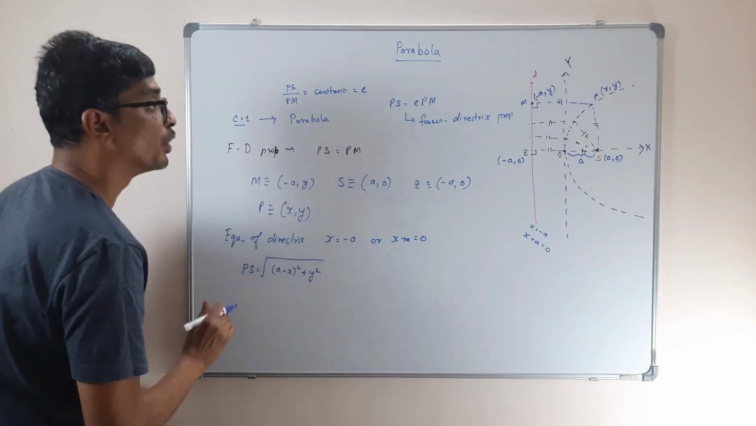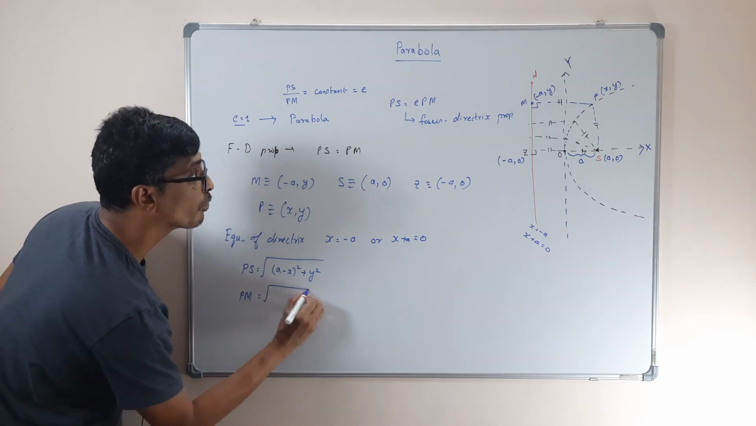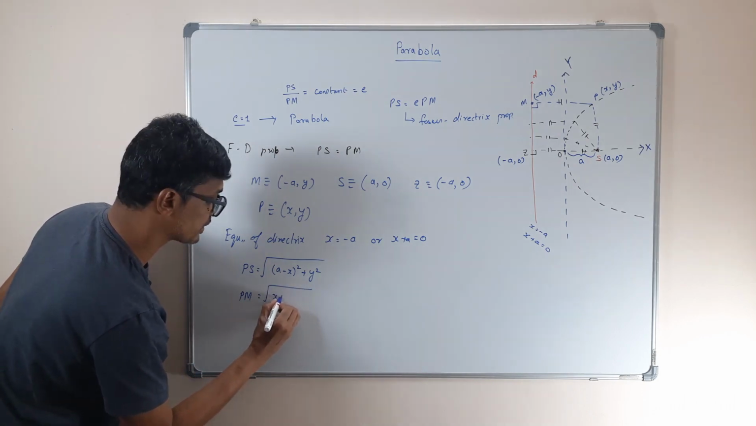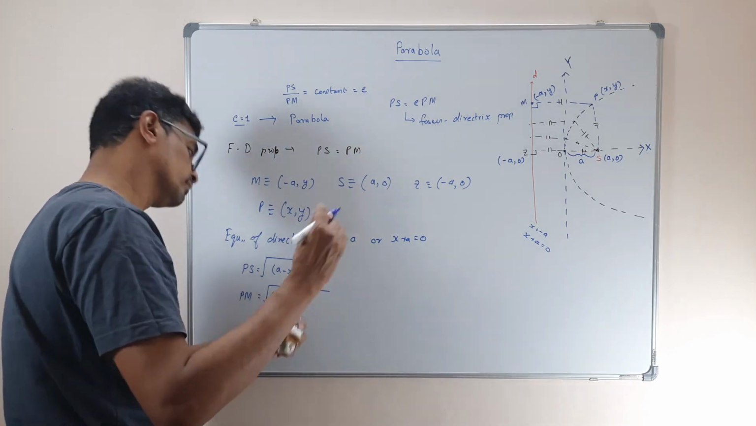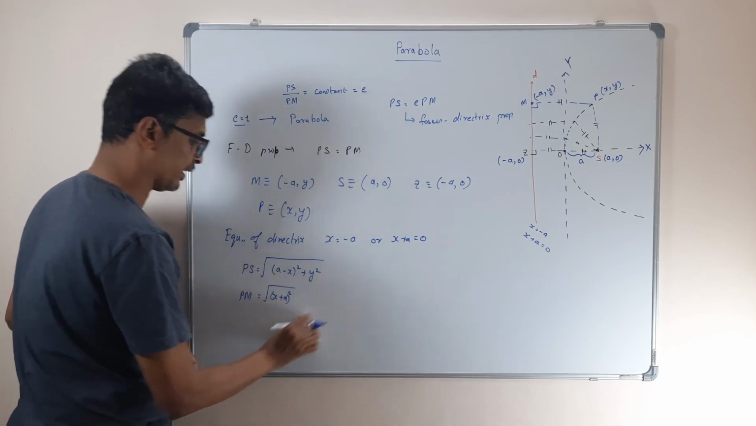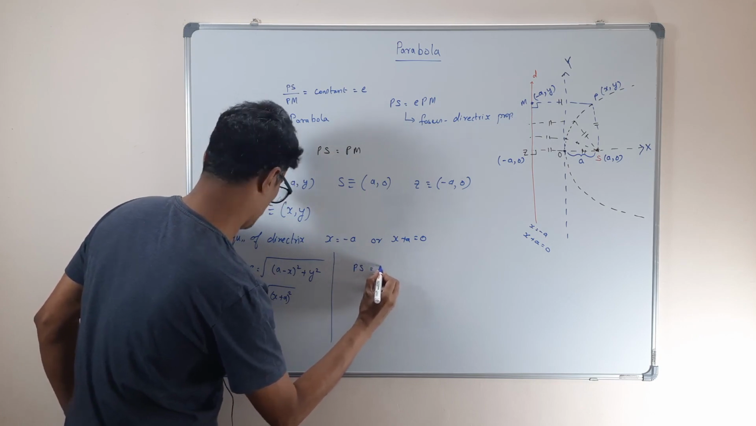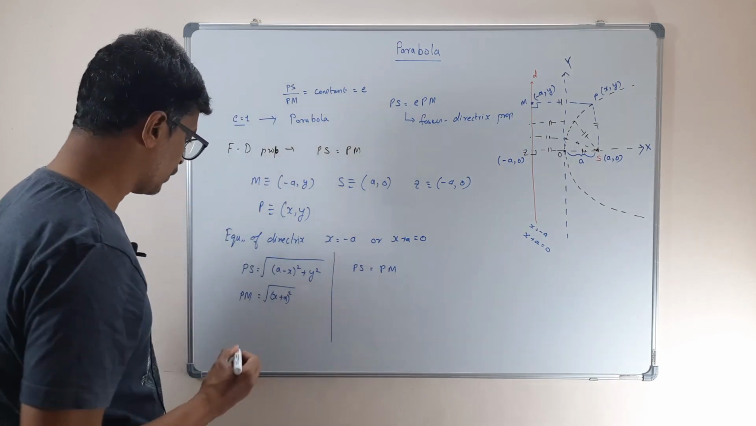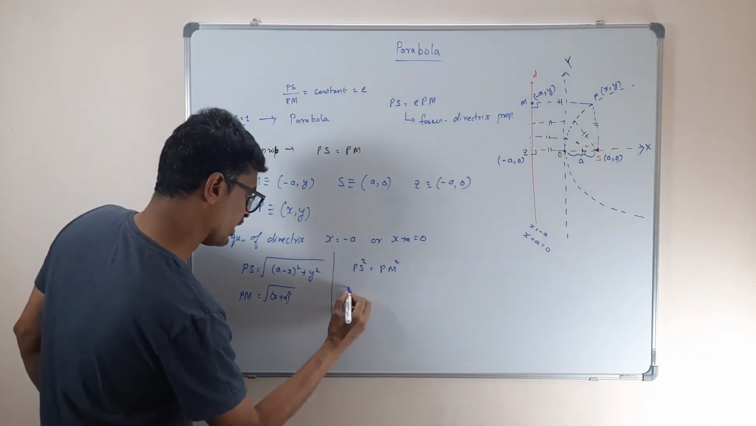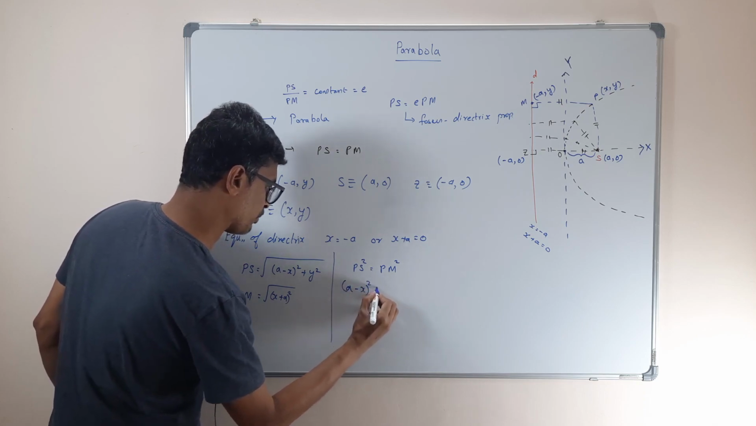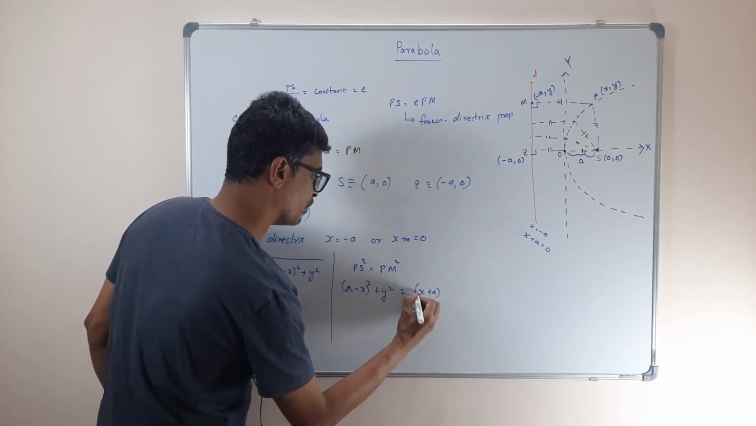Now tell me what the other distance, PM, is. X plus A whole square, plus only that much. The other will be y minus y, which is equal to 0, correct. And now the definition of the parabola says PS should be equal to PM, right? So otherwise you can take the squares also, which have to be equal. So it says A minus X whole square plus Y square will be equal to X plus A whole square.